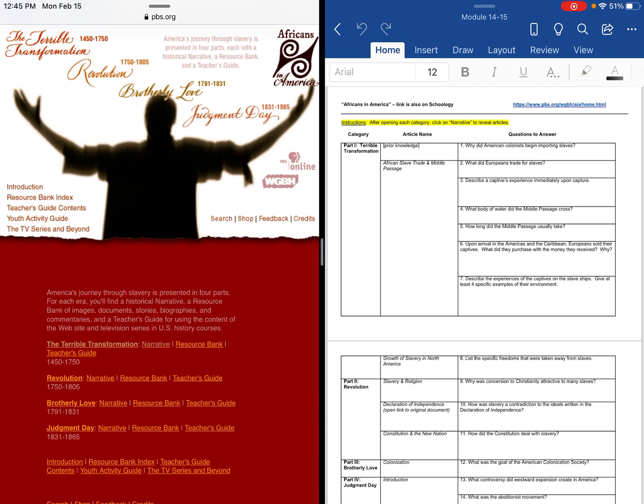As you'll notice from the instructions that I highlighted on the Word document, it says after opening each category, click on narrative to reveal the articles. If I go straight down to the red section, I can see narrative there, and I can just click directly on that. So I'm going to go to part 1, Terrible Transformation, and click on the narrative.